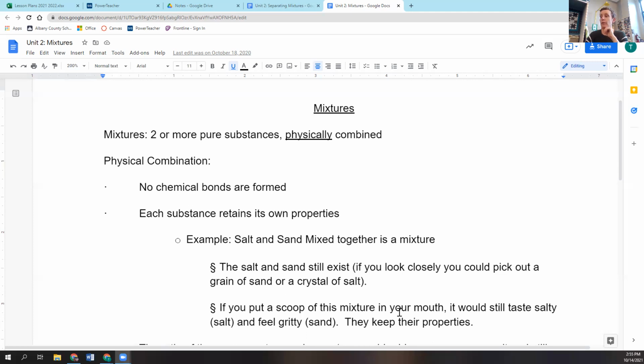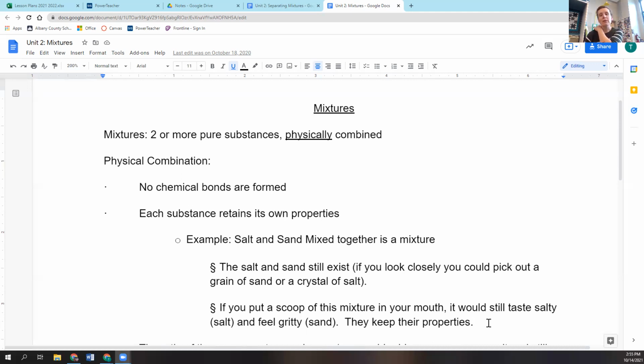If you put a scoop of that mixture in your mouth, just imagine that for a second, a scoop of salt and sand in your mouth, it would still taste salty, but it would feel really gritty. So you still have the salt properties and the sand properties in there. They keep their properties. That makes it a mixture, okay?